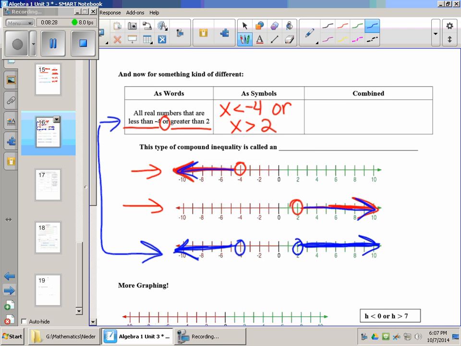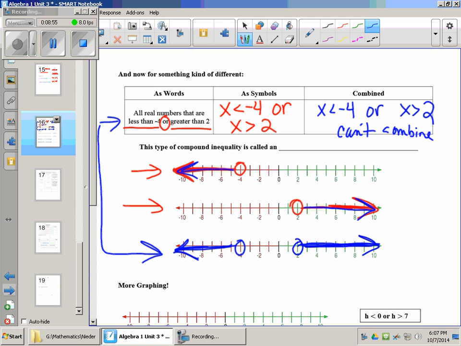So x less than -4, we're going to write that again. And then we have a fancy math symbol we call the union. Okay, so we can use that. Actually, let me save that for later. Let's go ahead and just write or x greater than 2. So we can't write those together. There's no way to combine them, okay?